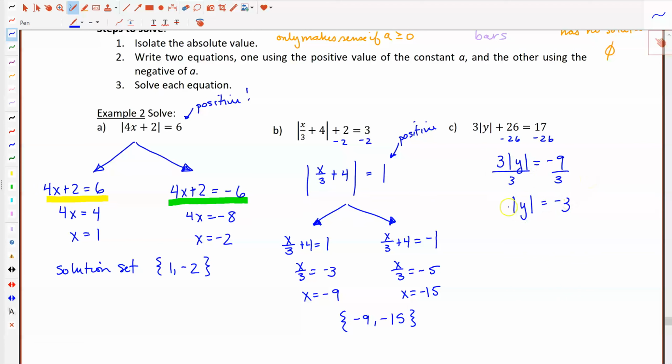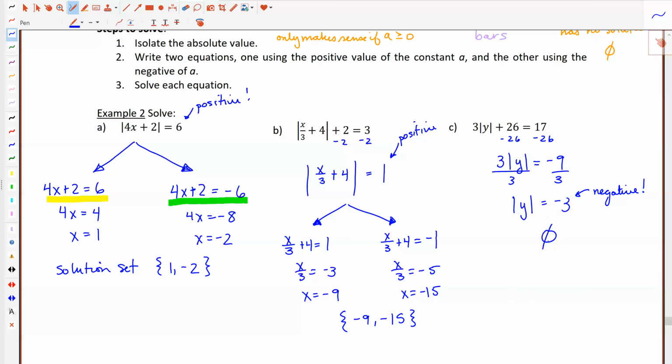Now, at this point in time, my absolute value is isolated. So we're going to look at whether or not it makes sense to solve this. And notice on this side, we have a negative number. So because this number is negative, this idea about absolute values being a distance away from 0, you can't have a distance equal to a negative value. So in this case, there's no solution, and I don't have to move forward at all.